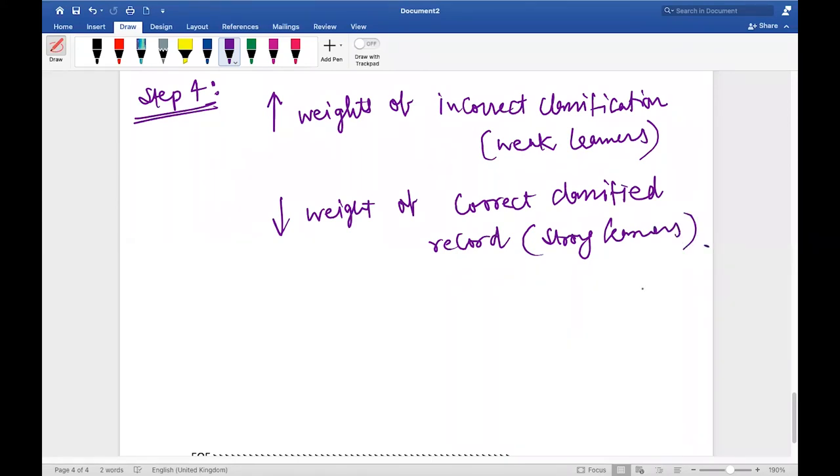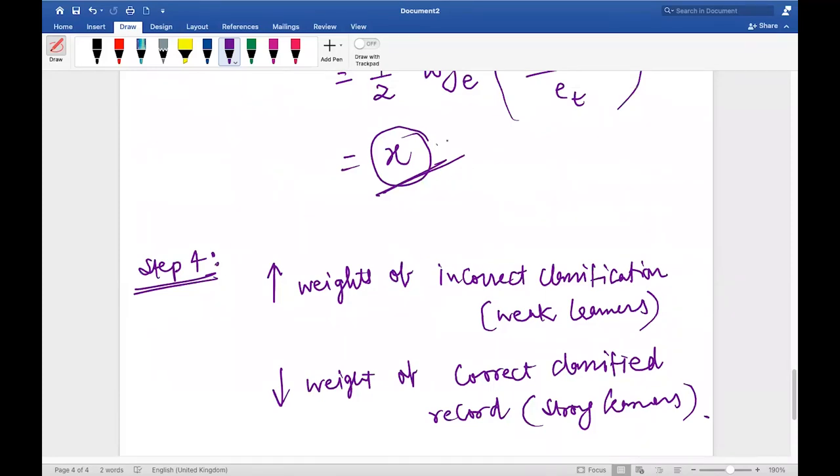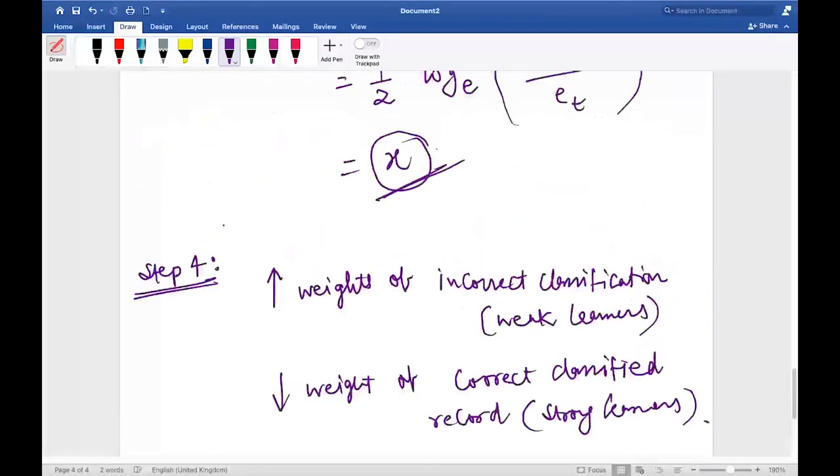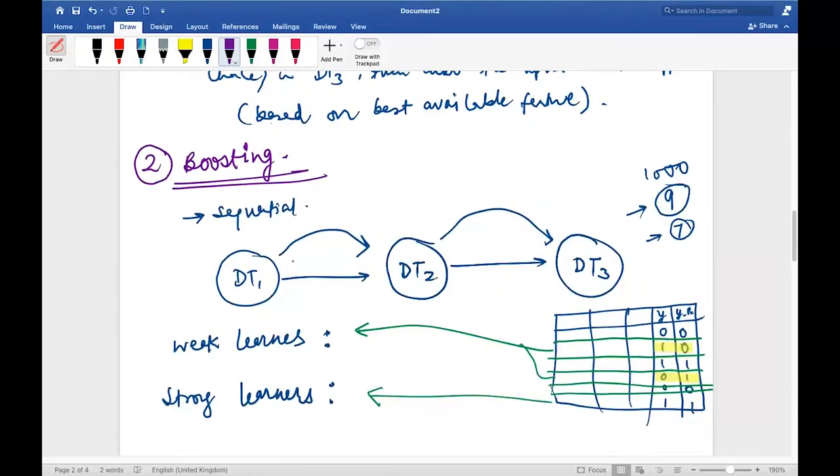How will I do that? I found out that this value is X, which I have just assumed. You will calculate it, and it will be some value. Now I have to keep on updating the weights after every iteration. Before this, I gave equal weightage to all the rows, because I don't know which will be classified and which will be misclassified. After I got to know which are misclassified, my total error exists because of those misclassified rows. So how will I individually target those rows? I'll increase the weight of those rows.